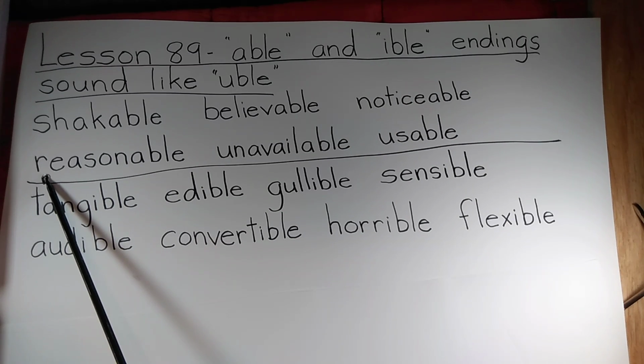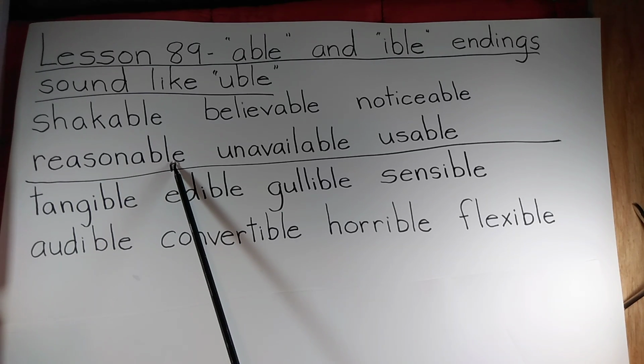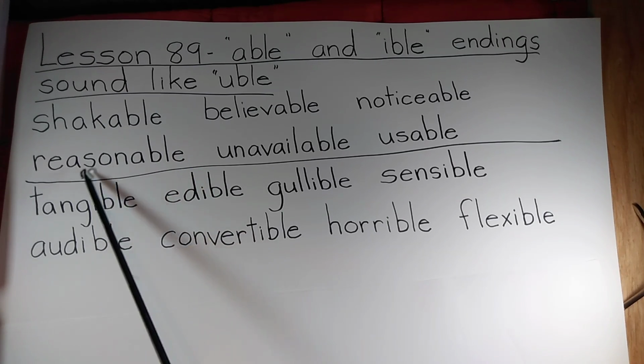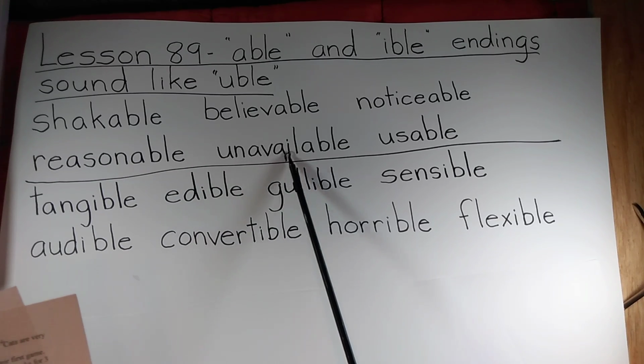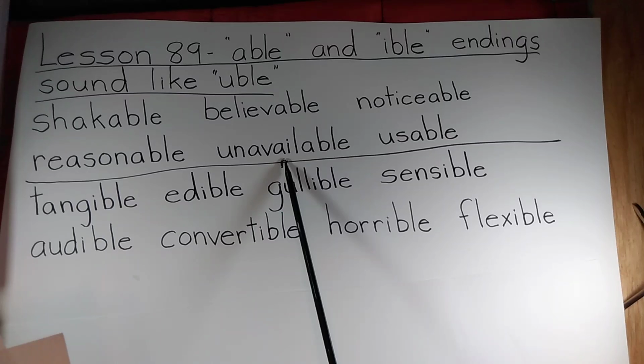Reasonable. This is well thought out. An example of this might be his explanation made a lot of sense. It was reasonable. Unavailable. It means not available or not able to be used.